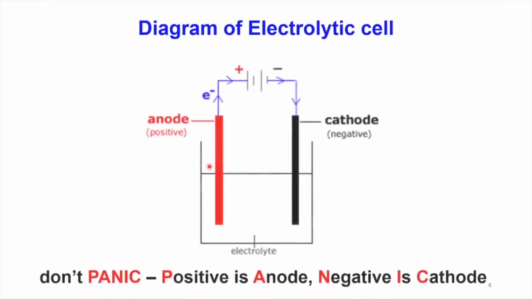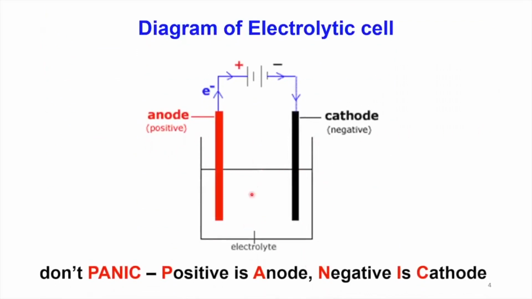Okay, so this is the diagram of an electrolytic cell. We have only one beaker, one electrolyte, and two electrodes immersed in the one electrolyte. And electrolytic cells consist of an electric source such as a battery. So remember, don't panic. Positive is anode, negative is cathode. That is different between electrolytic cell and galvanic cells, but still cathode undergoes reduction, anode undergoes oxidation.